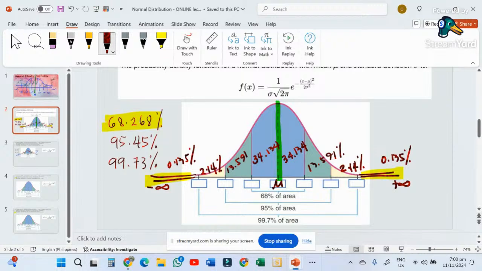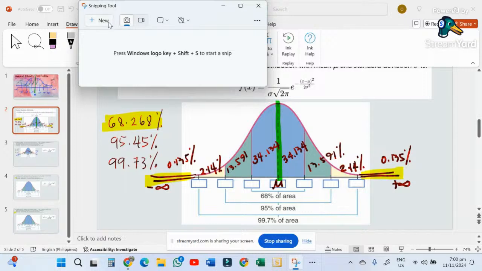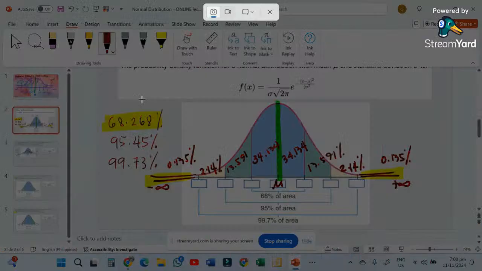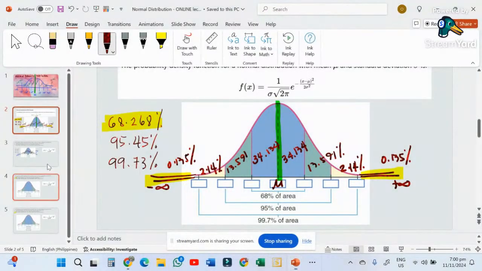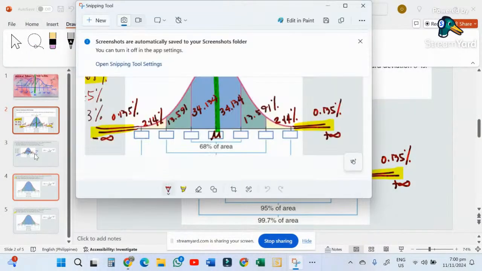So we are done with the distribution of our 68, 95, or 99.7 area. We will be using this for the first example and for the rest of the calculations that make use of normal distribution. Okay, so I'm going to copy this one because we will be needing the percentages for the example.